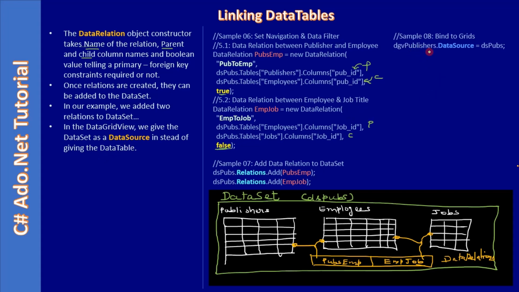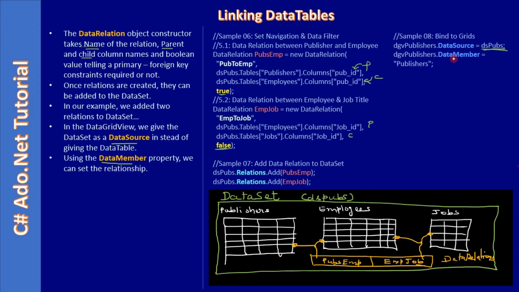And if you see dgv publisher dot data source, we gave DSPubs, right? We gave our dataset as a data source. But a dataset contains multiple tables, right? Which specific table to pick? That is defined by the data member property. So we give the data source as a dataset, and then using the data member property, we give the specific data table or even give the data relation, right? We can set the relationship using the data member.